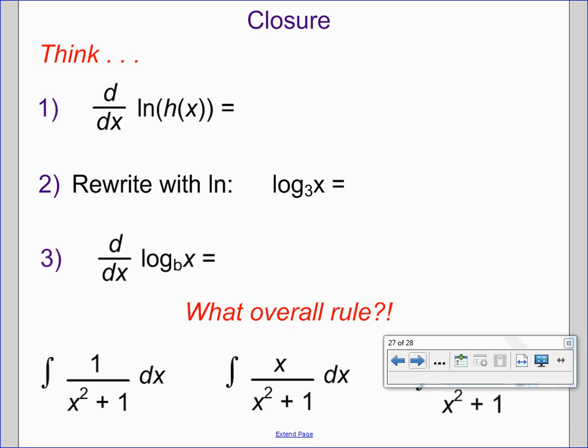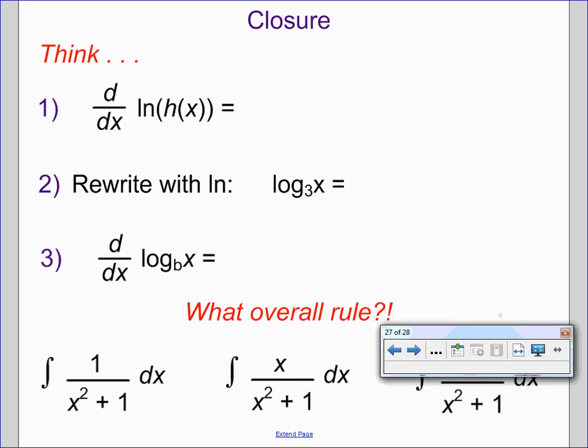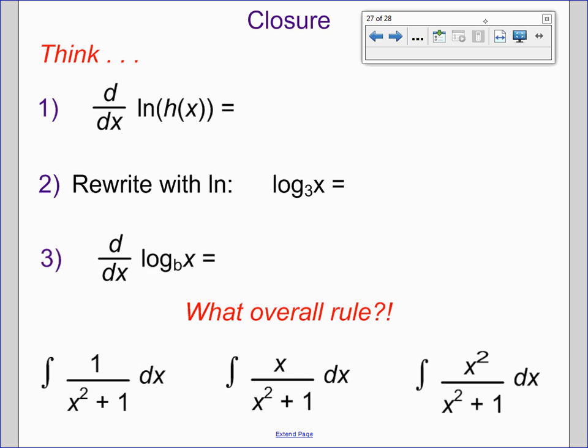Rewrite with natural logs. So let's apply our change of base to 2. Let's state our derivative, right? Our derivative of a logarithmic function now with any base b, not just a natural log. And then go ahead and identify the overall rule. What overall rule could be utilized in each of those three? You don't have to find an antiderivative for them. You can just state what overall rule would be used to find an antiderivative.